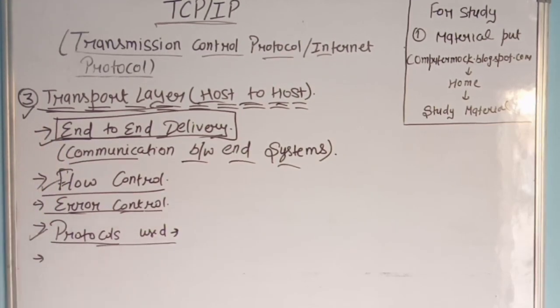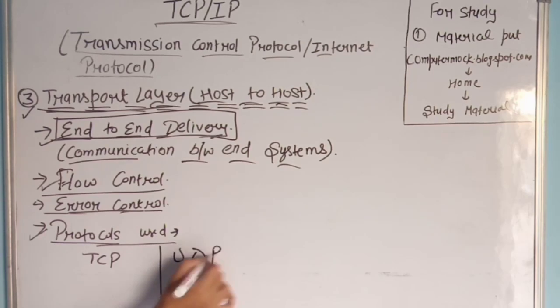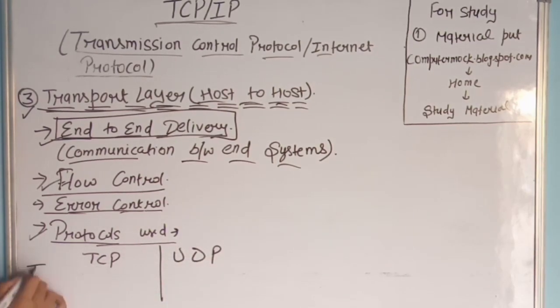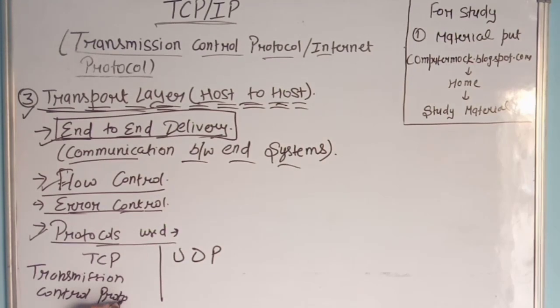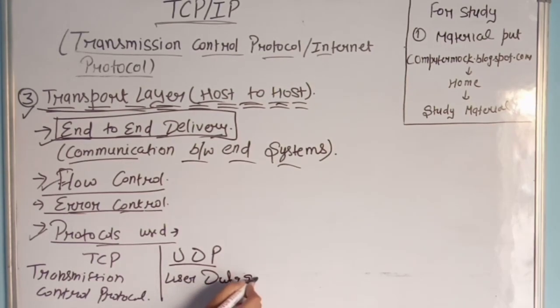Next is the protocols used. Which protocols are used in this layer? First is TCP, that is the very important TCP, and next is UDP. TCP means transmission control protocol. And next is UDP, which means user datagram protocol.